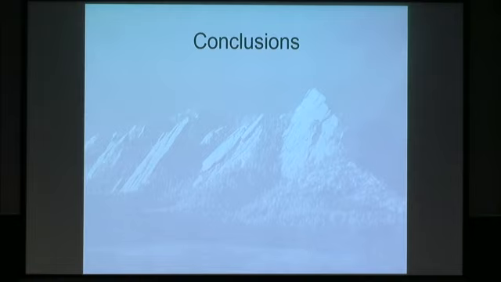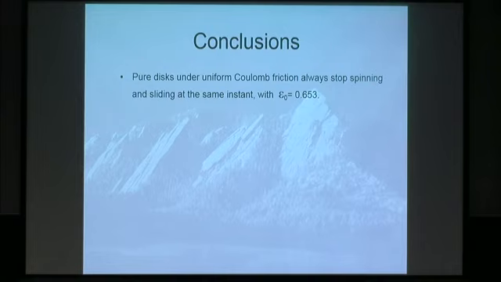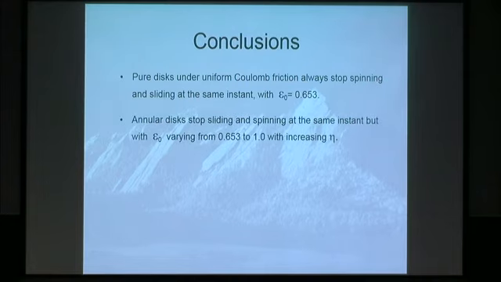Conclusions? No, I got a little more after this. Pure disk under uniform Coulomb friction, you always have to worry about that. Because if the disk is too high and you throw it forward, it will have more force in the front than in the back, and it can actually slightly deflect if it goes for a long enough ways. And some experiments have been done on that. However, if you do have uniform Coulomb friction, it always stops spinning and sliding at the same instant with the ratio of the linear speed to the tip velocity of 0.653.